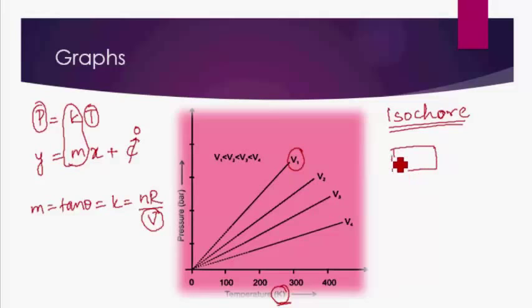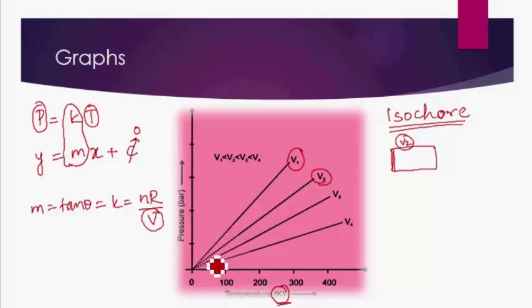Now if I take the same amount of gas and allow the container to change its volume to V2, and now at V2 I've again fixed the volume, that is, I'm not allowing the container to change the volume from V2, the graph will be the second straight line. The pressure versus temperature graph will change to the second straight line.